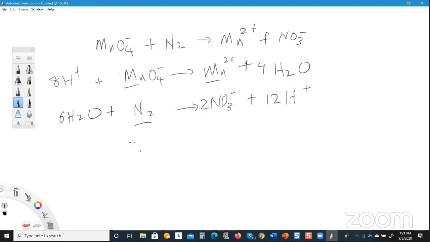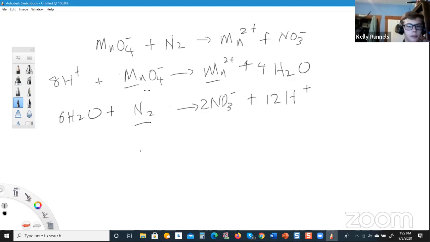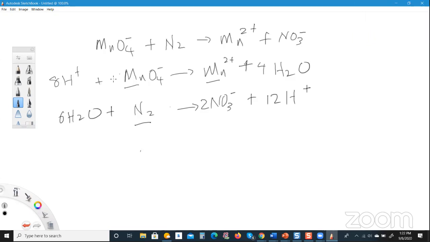I don't know why, but students have difficulty with balancing the charges. We need to calculate what the charge of each side is and then figure out where we need to add electrons. Okay, very good. So what's the total charge on the left side?